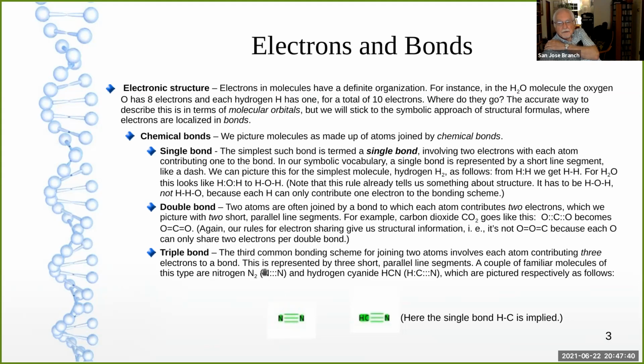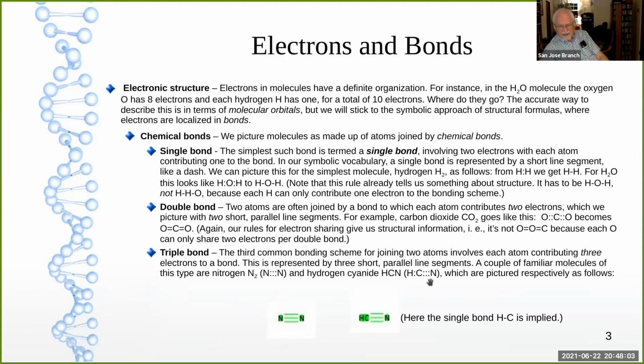Same deal. Each nitrogen can contribute 3 electrons, so you end up with a total of 6 electrons between the 2 nitrogen nuclei, and you represent it this way with three lines, and each line represents a pair of electrons.